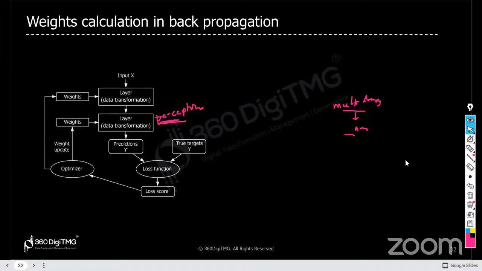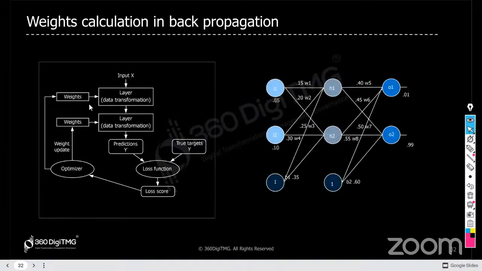Weights are calculated in backpropagation. How is this happening? You can check it out here. First, the input variable is present and goes into the input layer. The weights will be calculated and we will make the predictions based on the loss function, and we will optimize it by updating the weights. This is what happens. This is an example provided.